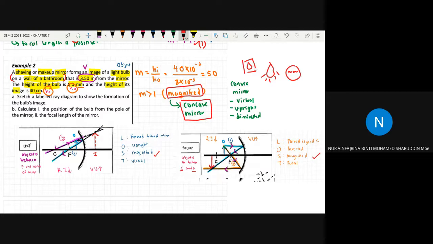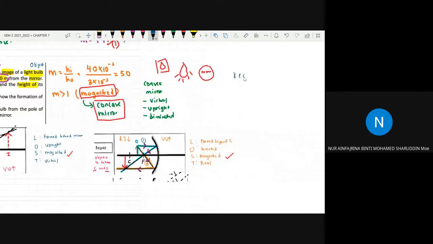Okay, what is the difference between real image and virtual image? Miss baca, korang salin apa maksud real image and virtual image. Real image is an image that can be projected on a screen. So what is the difference between real image and virtual image? Real image can be projected on screen.